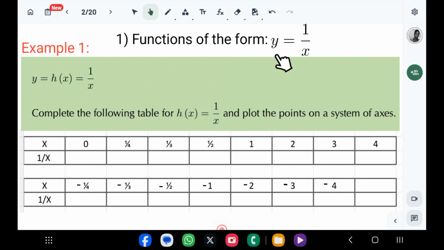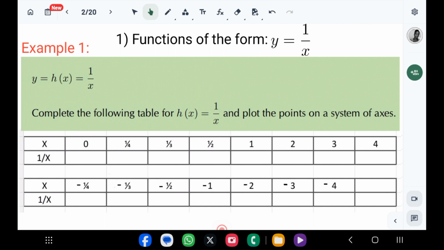Starting with functions of the form y equals 1 over x, which is, like I said before, the most standard basic equation of a hyperbola you will ever find. Let's say you are given this example and they say to you, sketch the graph. What to do is you draw up a table. In that table, you're going to have these x values: 0, a quarter, a third, half, 1, 2, 3, 4. And on the negative side of the 0, you do negative a quarter and so on and so forth until you get to negative 4.